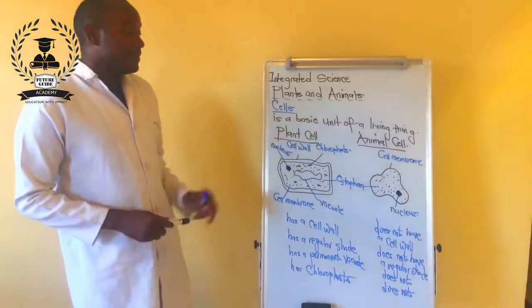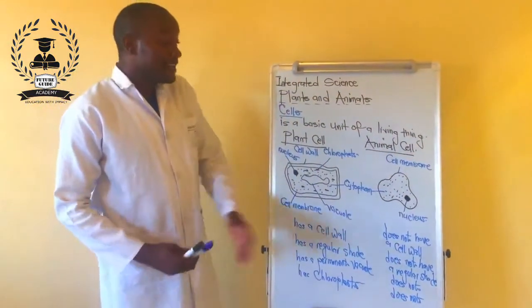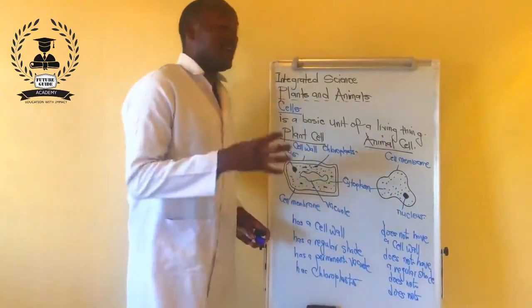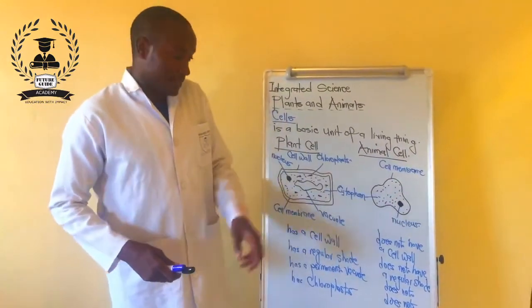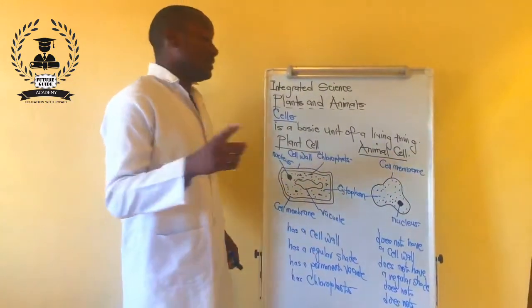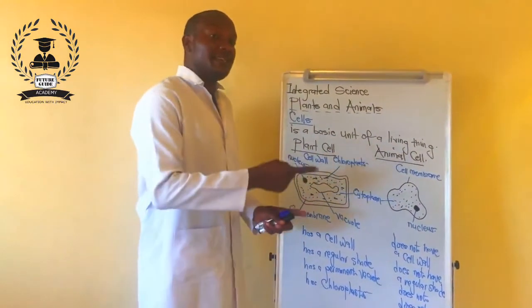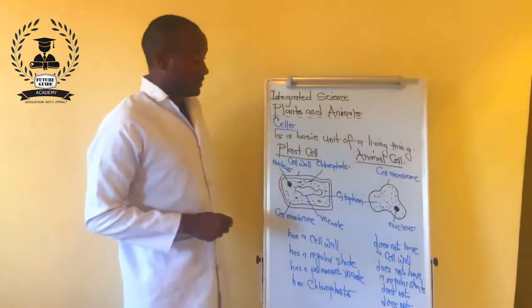So, I'll start with the animal cell in this case. An animal cell has a cell membrane. The function of the cell membrane is to protect the animal cell. So, this one acts as a protection of an animal cell. Apart from that one, the cell membrane also allows certain substances to enter or leave. It selects what goes in and goes out of the cell.